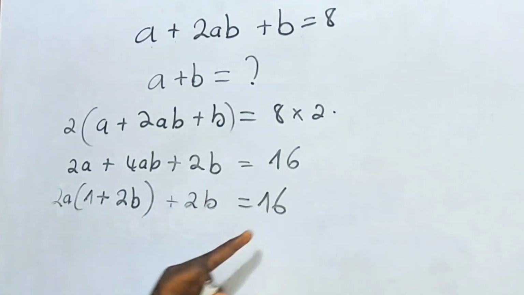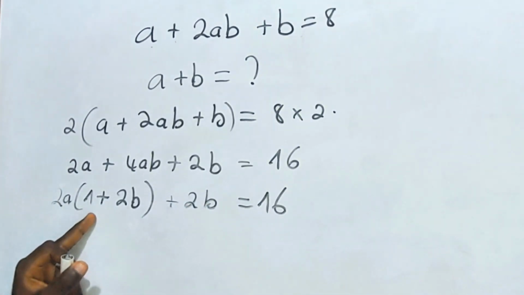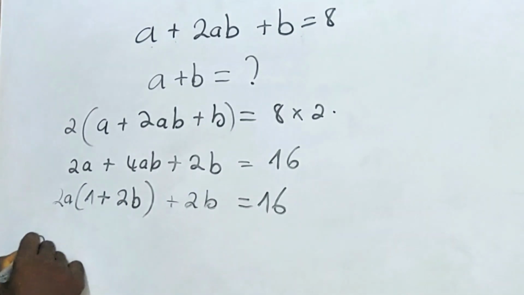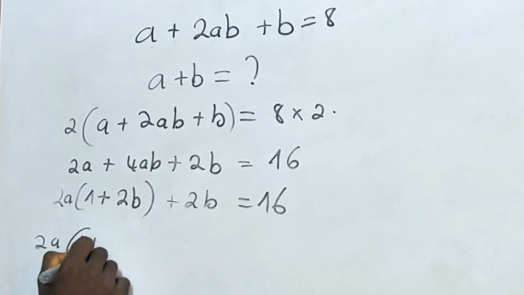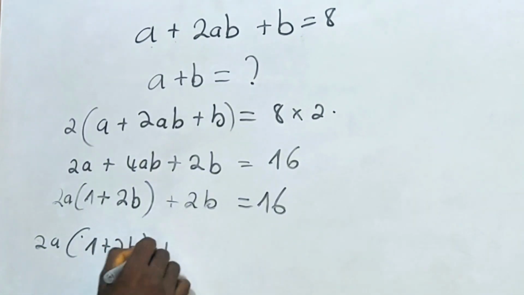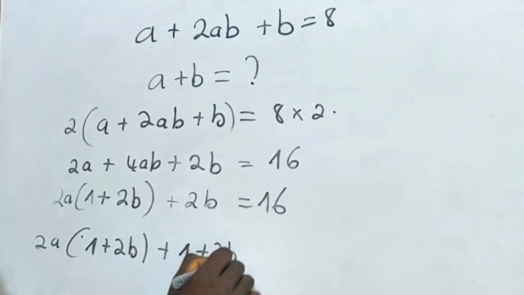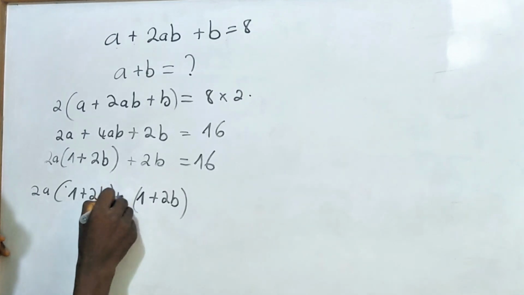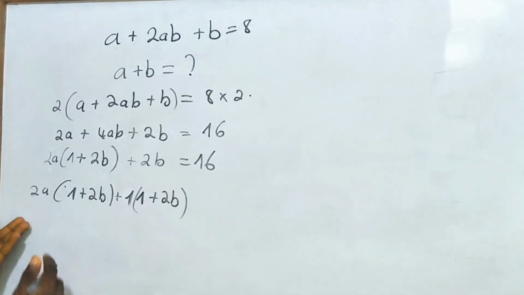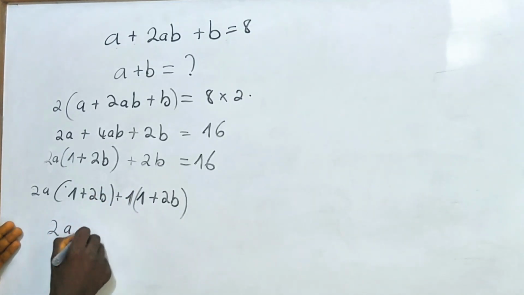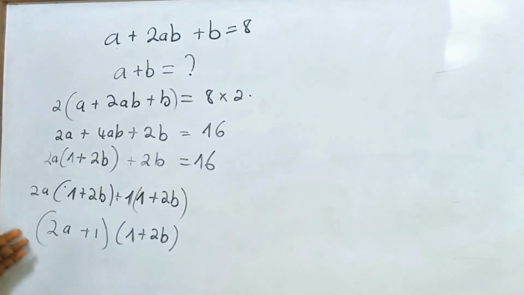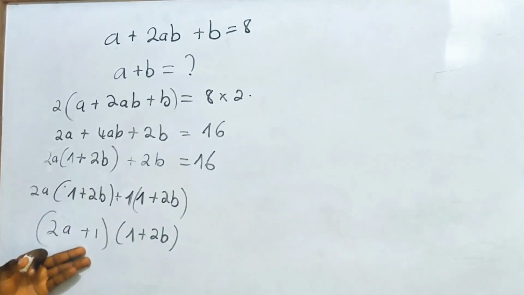Okay, we have this one equals 16. But if you look here, we have 1 plus 2b. How can we make sure that we have something like 2a into 1 plus 2b plus 1 plus 2b, so that this is multiplied all through by 1, so that we can just take it as 2a plus 1 times 1 plus 2b?